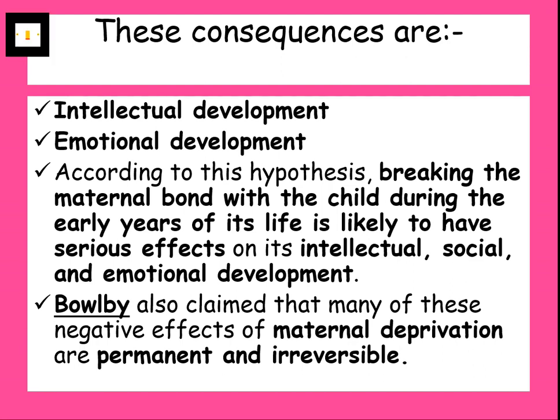The next bit at the bottom says that another key thing here is that a lot of these negative effects are permanent and irreversible. That's the focus of this lesson and this part of the course, really: is that correct, that these effects are permanent and irreversible? Because if they're irreversible, then we go back to the importance of having an attachment and the importance of a mother or caregiver. What we're saying is that if there isn't one, then the child is going to have some irreversible damage. That highlights how important an attachment is.